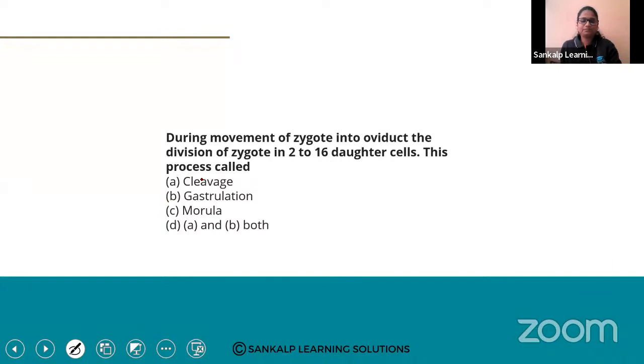Next question. During the movement of the zygote in the oviduct, or fallopian tube, the division of the zygote into 2 to 16 daughter cells, what is this process called? Cleavage, gastrulation, morula, A and B both.